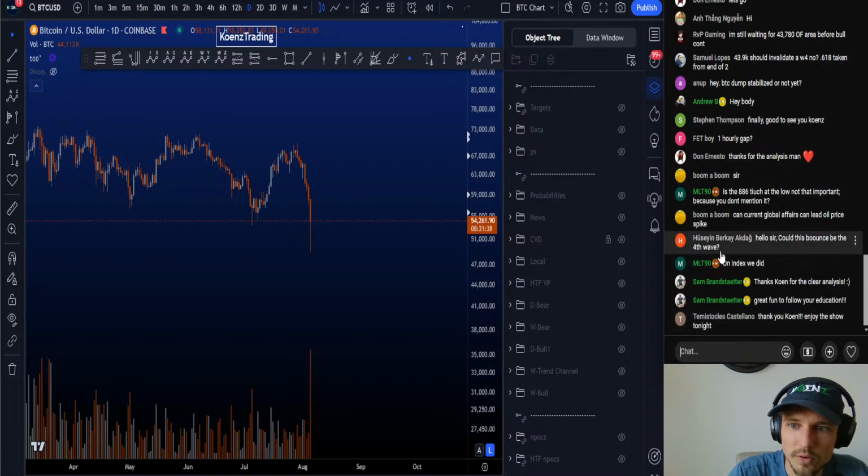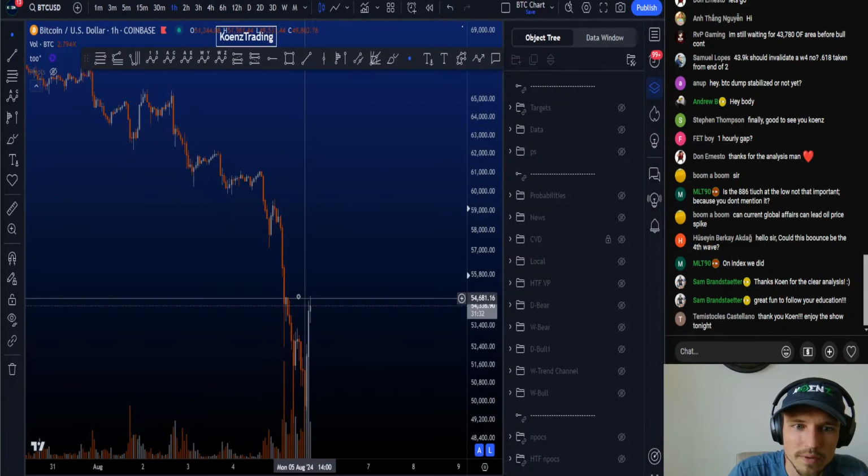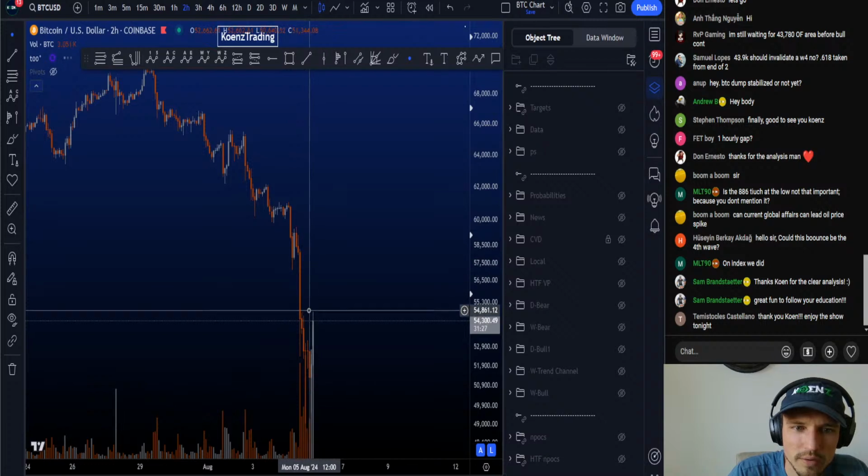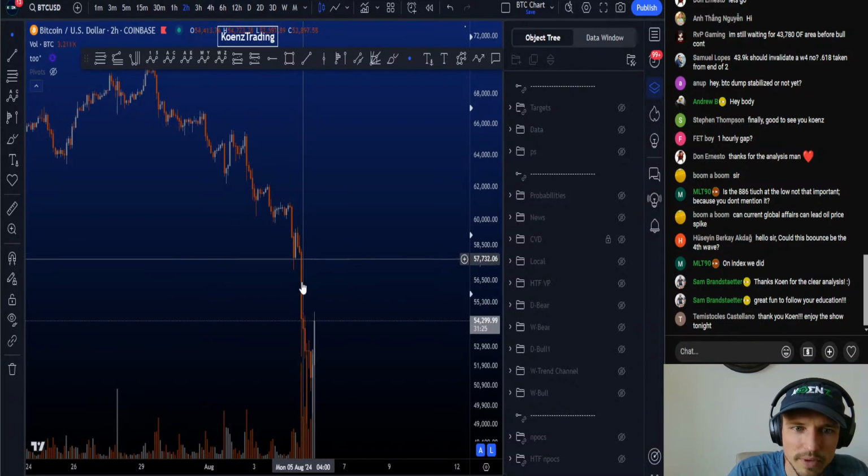Could this bounce be the 4th wave? Yes. Pleasure, Don. Always a pleasure. 1 hour gap. Lower time frame gaps. Yeah, we just maybe hit the gap. I would preferably go to the 2 hour. Yeah, 2 hour is nicer. It's one big candle on the 2 hour. So yeah, 2 hour gap.